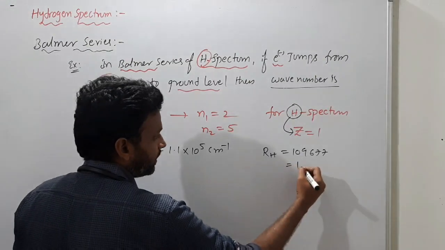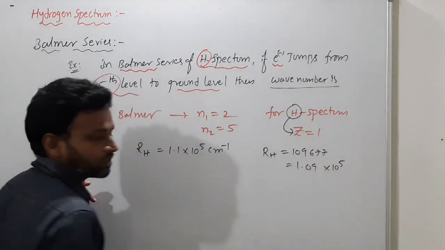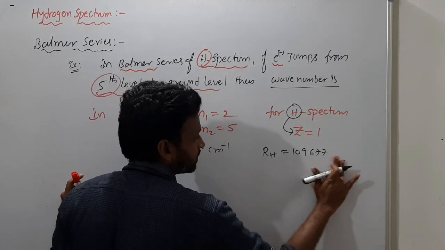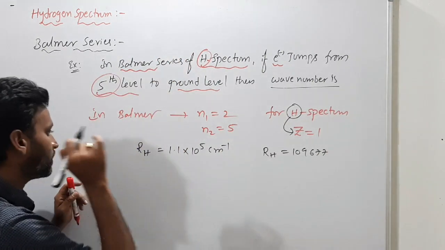Correct? So 1.09 something into 10 power 5 I can write, or not? Approximately we can take 1.1 into 10 power 5.